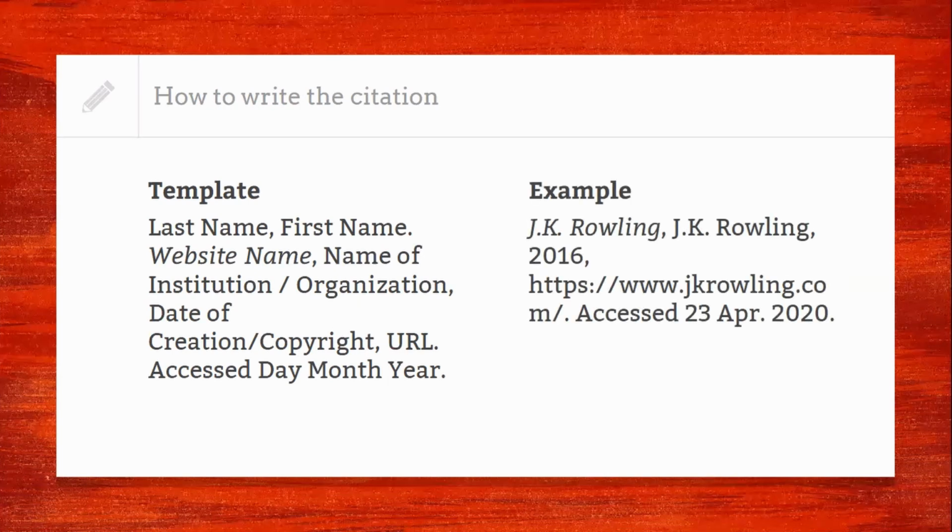Here's an example going back to J.K. Rowling. Since this website did not have an author or compiler listed for creating the website, we just forego that part entirely. So we start with, in italics, the name of the website, which is J.K. Rowling, comma, followed by J.K. Rowling as the organization or institution it came from. Then you will have the date of creation or copyright. This is found at the bottom of the website, comma, and then the URL. And then we have accessed, and then the day's date.